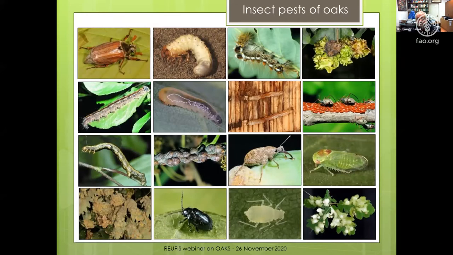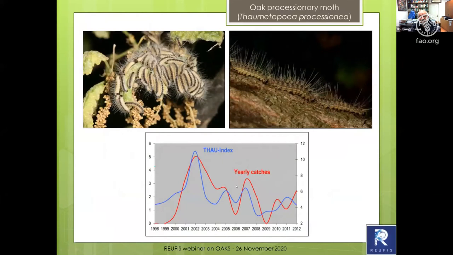The 650 species of herbivore insects can produce quite a large number of, let's say, potential pests of oaks. Don't worry, I won't discuss them one by one. I just pick up three species. One is the oak processionary moth, which is an oak monophagous, oak specialist species. And on top of its forest health related importance, the human health related importance is also very, very high, because the caterpillars have irritating hairs and can cause seriously unpleasant skin inflammation.